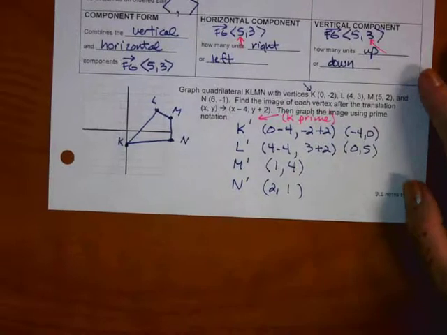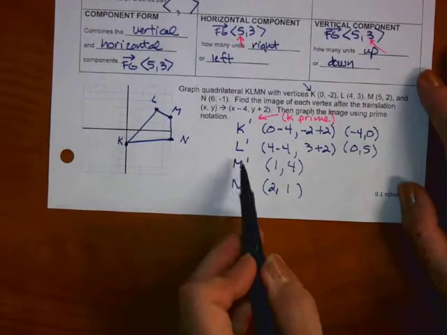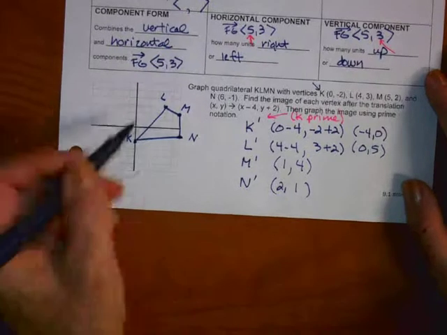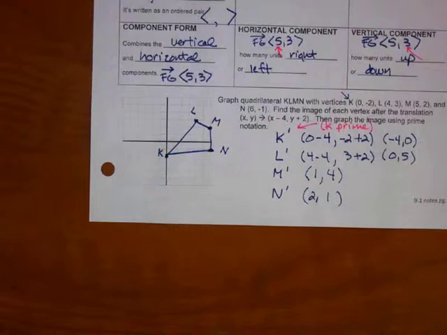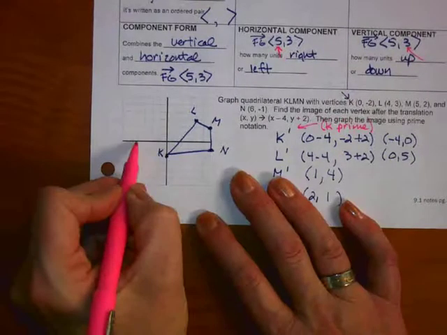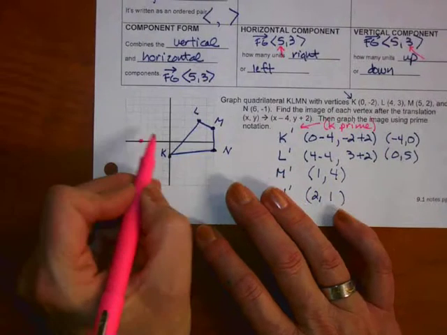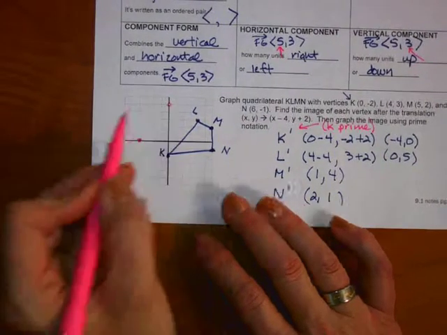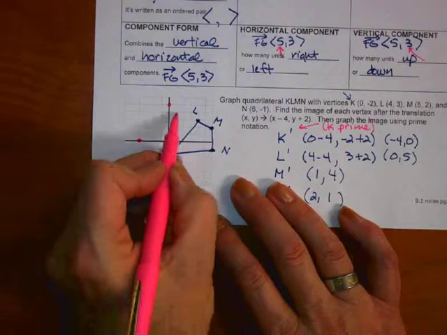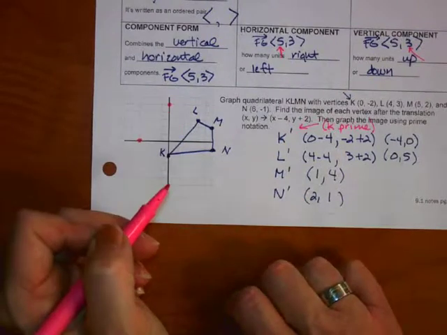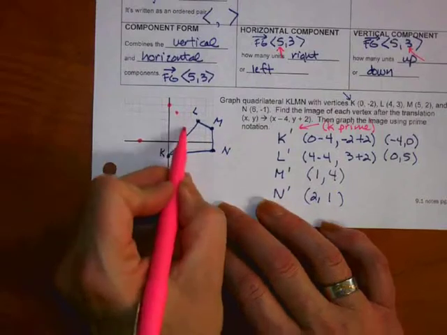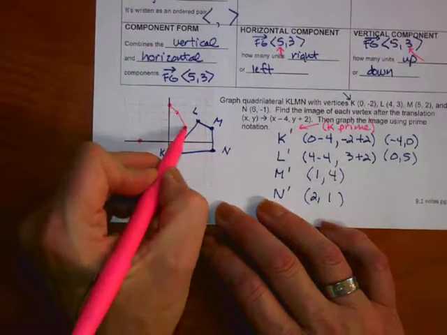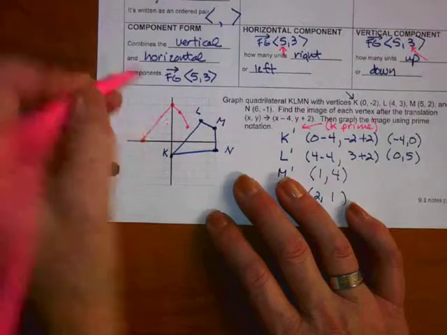Okay? So now you're going to graph K prime, L prime, M prime, and N prime. And you should get the exact same shape, just in a different spot on your graph. So give it a try. And then label them K prime, L prime, M prime.